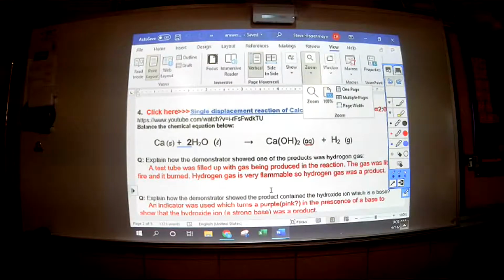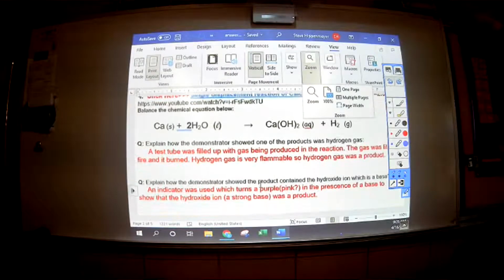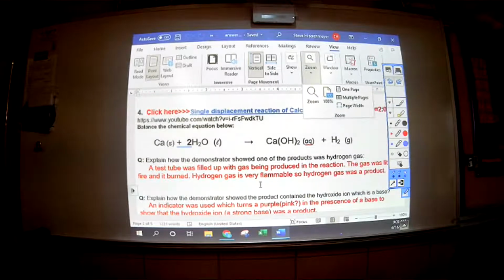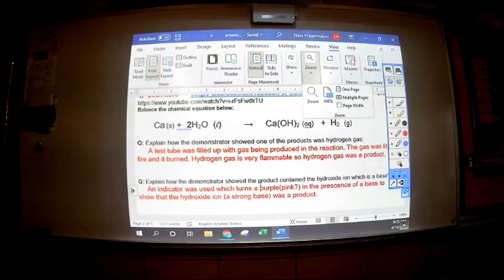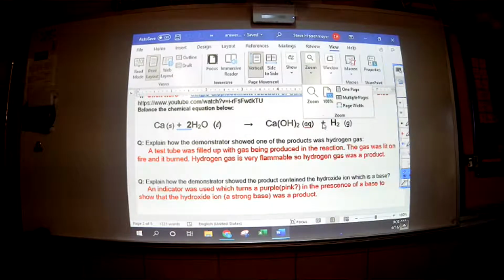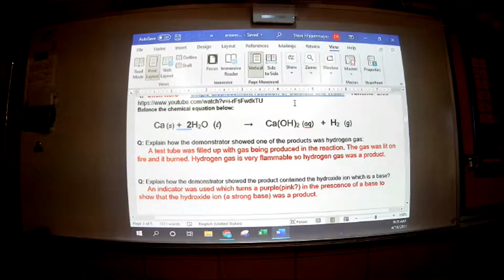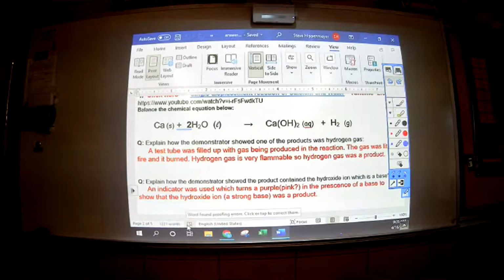Anything on number 4 at all? Was there anything on number 4 at all? Take a look at this. Question on anything regarding number 4?